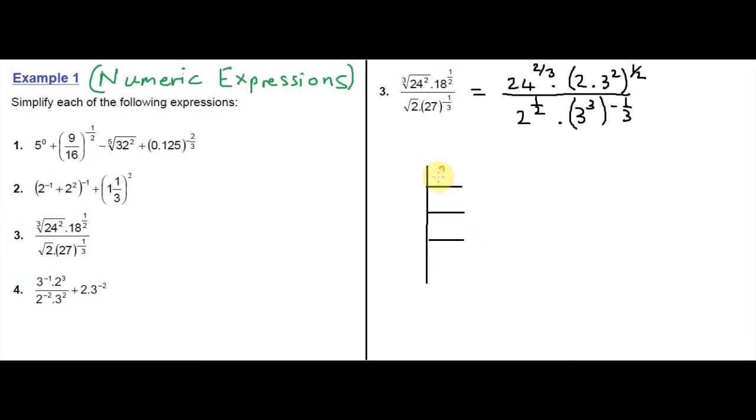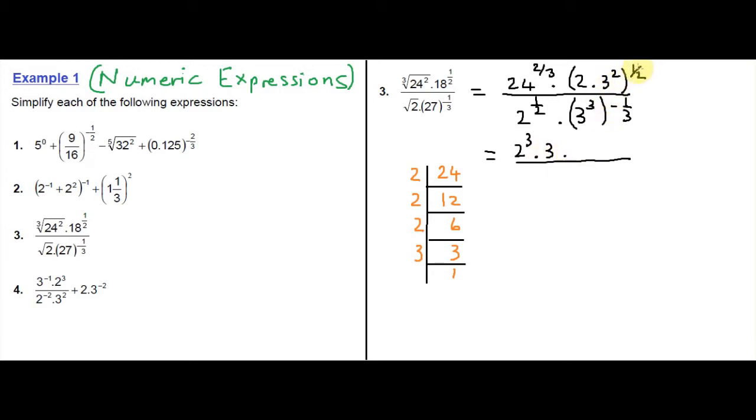So we have 24. The smallest number into 24 is 2, and it goes 12 times. Then 2 into 12 goes 6. 2 into 6 goes thrice. And 3 into 3 goes once. So then we can write 24 as 2 cubed times 3.